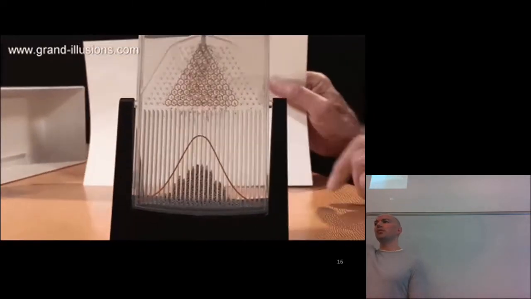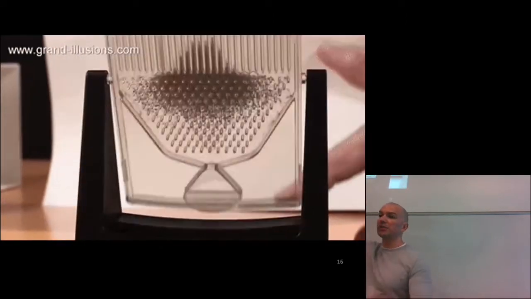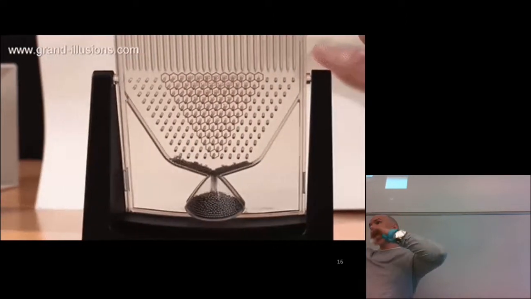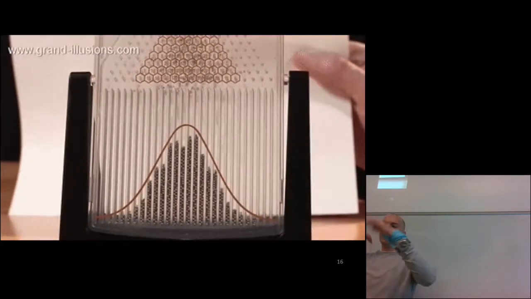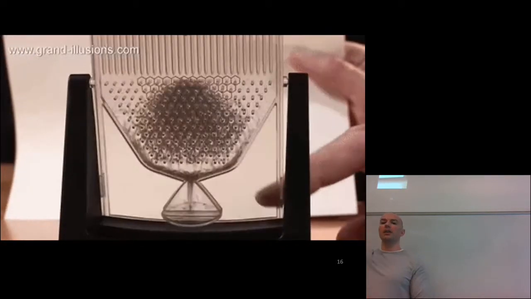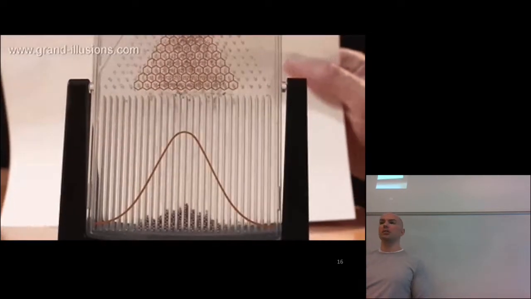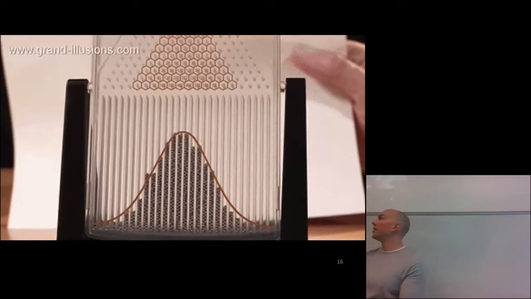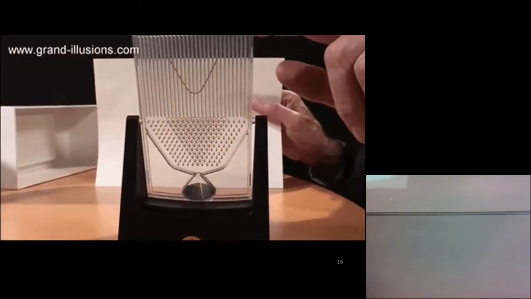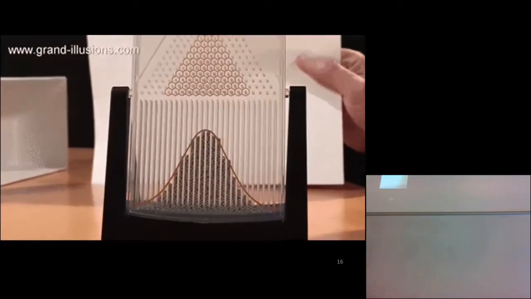At each level, they're going to hit one of these pegs, and they have a chance to go left, and they have a chance to go right. And these random occurrences combine over and over and over again to form this distribution, because most balls are going to go left sometimes, they're going to go right sometimes, and they're the ones that are going to end up in the middle.